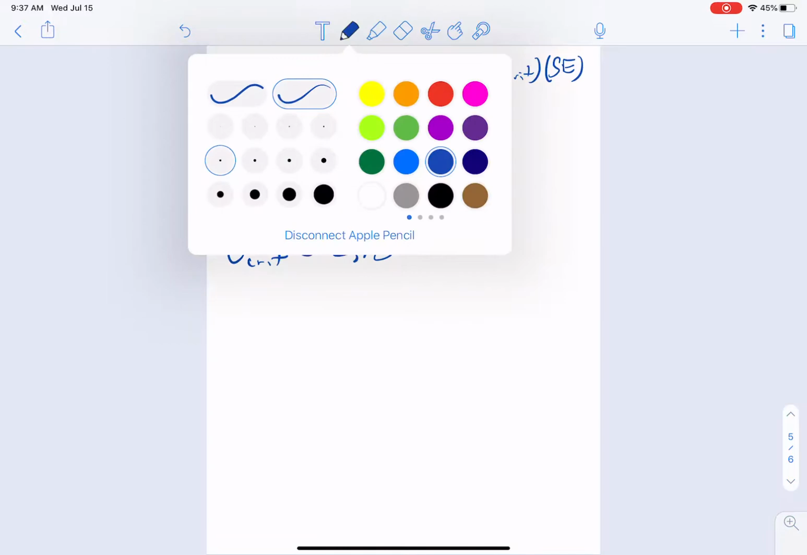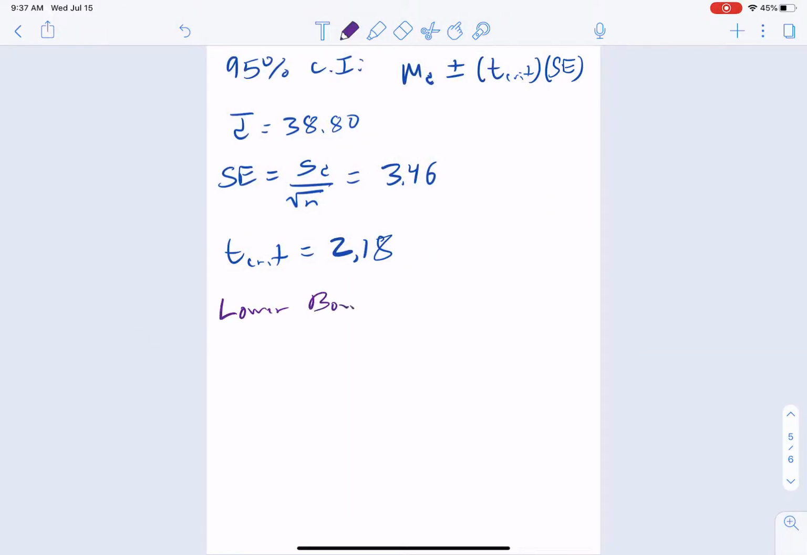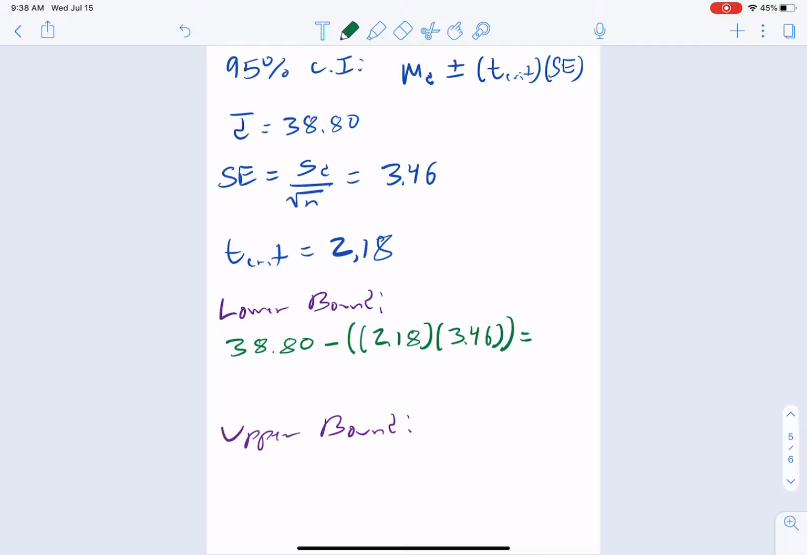Okay, so let's figure out the lower bound, and then we'll put the upper bound down here. So that is going to be 38.80 minus, right? We're on the lower bound, so we're subtracting. And let me be very explicit with my order of operations here: 2.18, that's the t-crit, times our standard error, which is 3.46. Multiply those together and then subtract. And that turns out to be 31.266. So let's just say 31.3 milligrams per kilogram of soil, right?